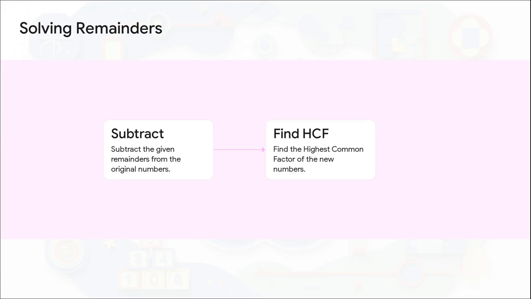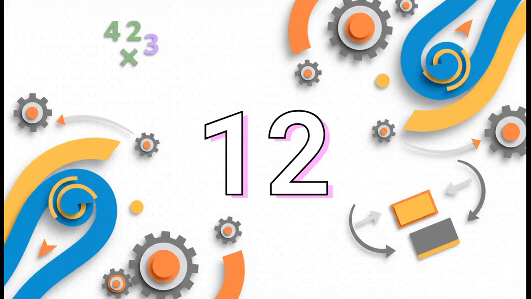Step 1. Subtract those given remainders from the original numbers. If 125 has a remainder of 5, just take the 5 away. You're left with 120. Do the same for the others. 162 minus 6 is 156. 259 minus 7 is 252. Okay, now for step 2. We just find the HCF of our brand new clean numbers 120, 156, and 252. And the highest common factor of those three adjusted numbers is exactly 12.